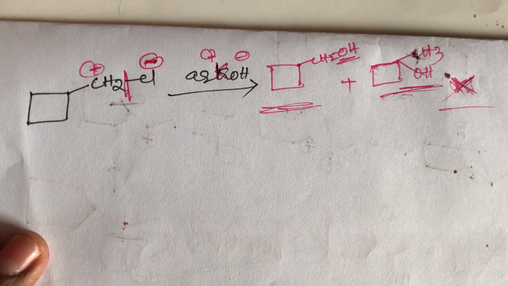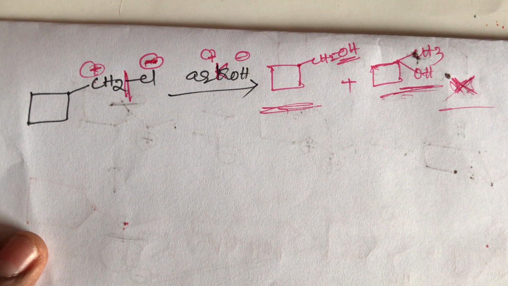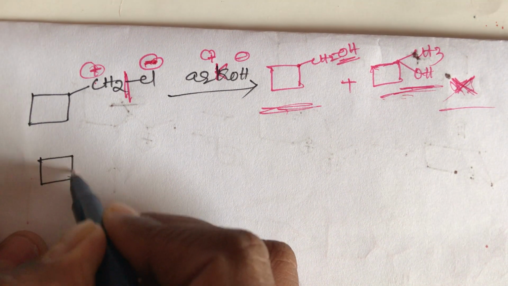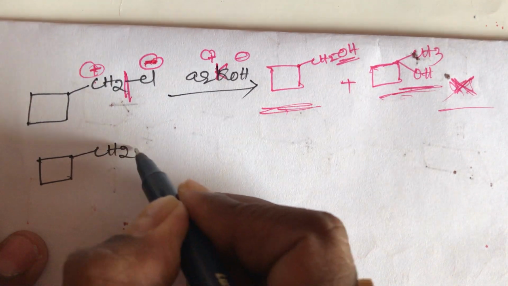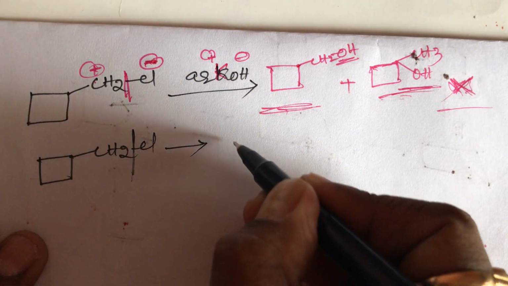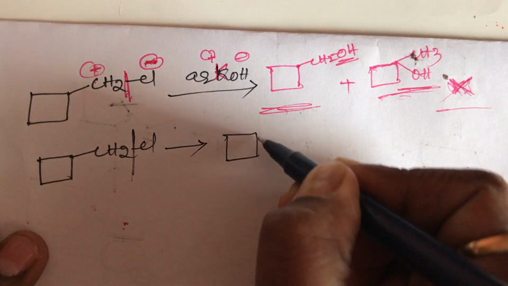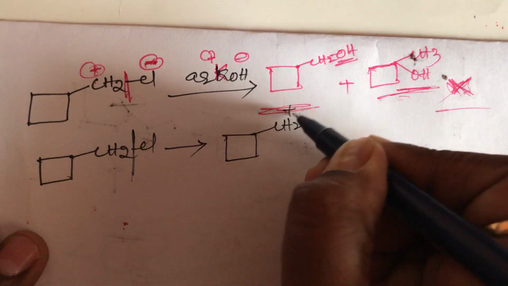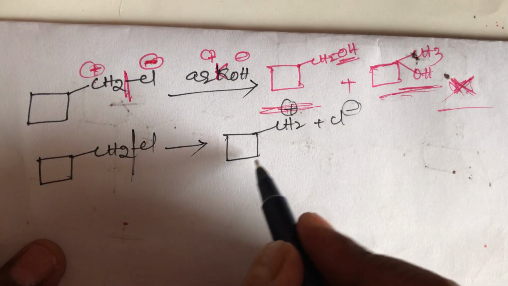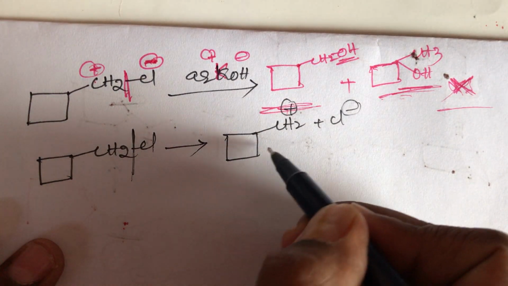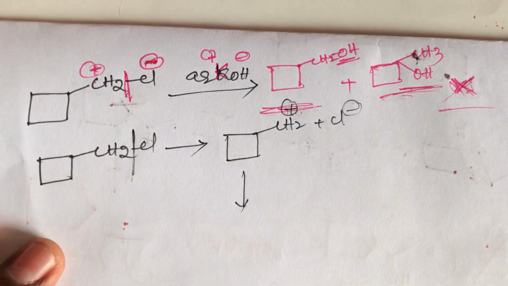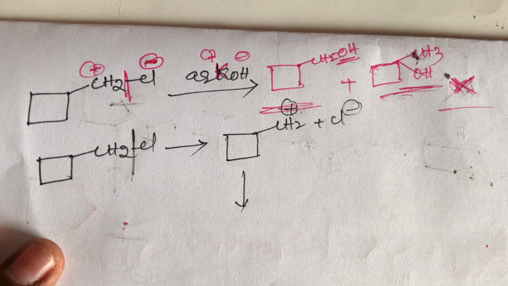Now I will explain: the ring expansion product is the correct product. What happened here? In this compound, CH2Cl, first the bond cleaves, this carbon gets positive and Cl minus goes outside. This is the intermediate compound.